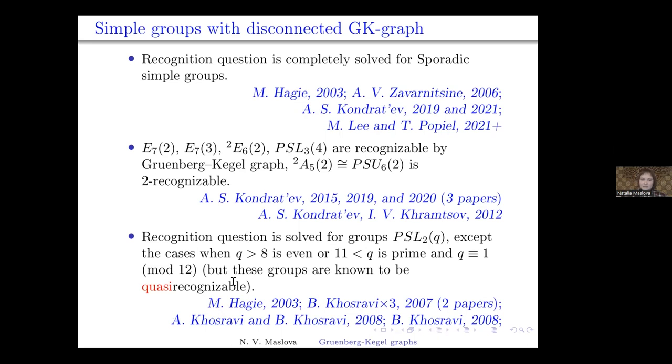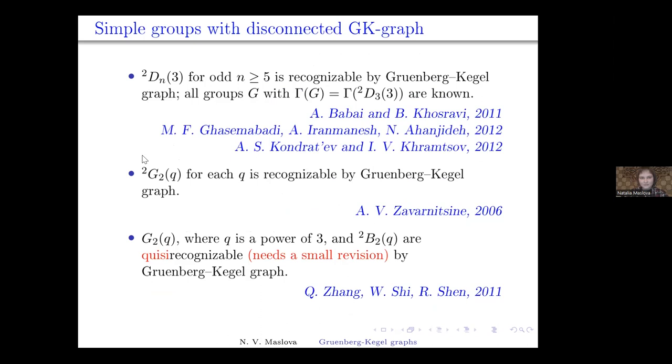What's a quasi-recognizable group? A finite simple group is quasi-recognizable by its Gruenberg-Kegel graph if any group with the same Gruenberg-Kegel graph as our group has a unique non-abelian composition factor, which coincides with it. The question of quasi-recognizability by Gruenberg-Kegel graph can be considered only for finite simple groups. And in other cases, these groups are known to be quasi-recognizable by Gruenberg-Kegel graph. And the series of orthogonal groups is known to be recognizable by Gruenberg-Kegel graph. And the group 2G2(q) is recognizable by Gruenberg-Kegel graph.